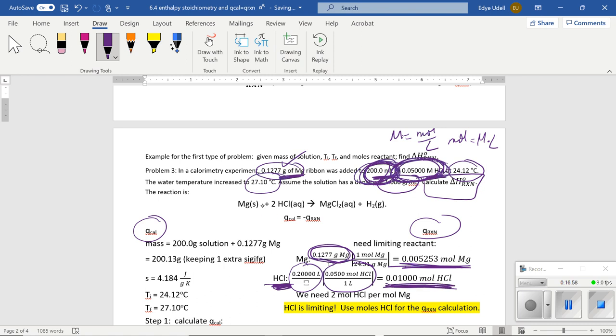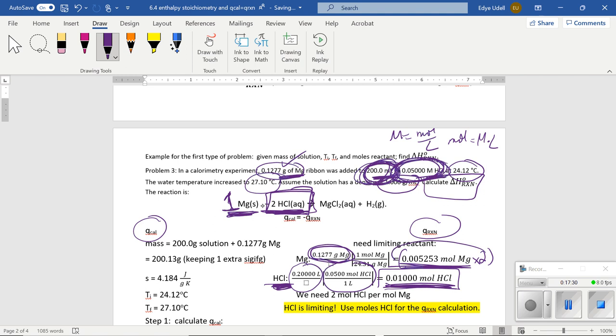I actually can find out right away. I know we did these ICF boxes, but there's a much quicker way to find limiting reactants. I have a 1:2 ratio. And I hope you can see that if I multiply this by 2, I would get a number bigger than this number right here. And I need 2 HCl for every 1 Mg.